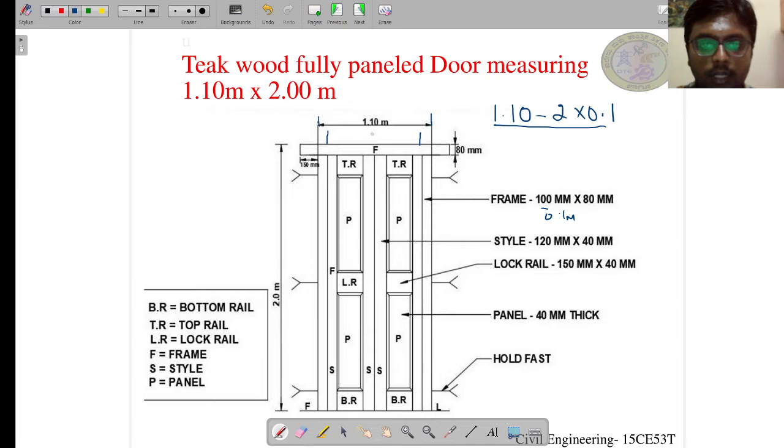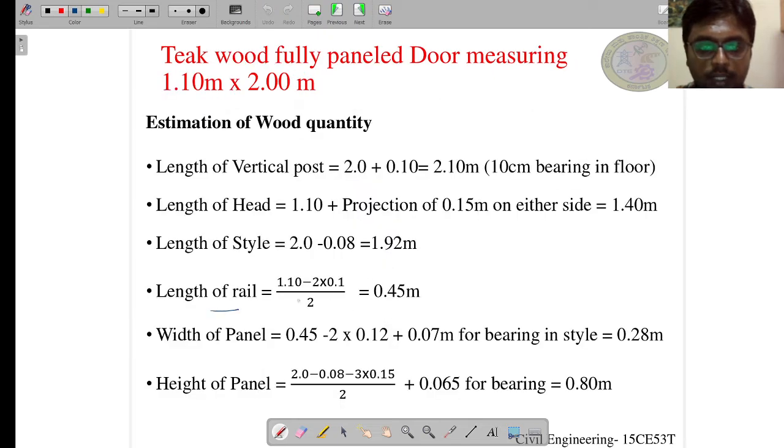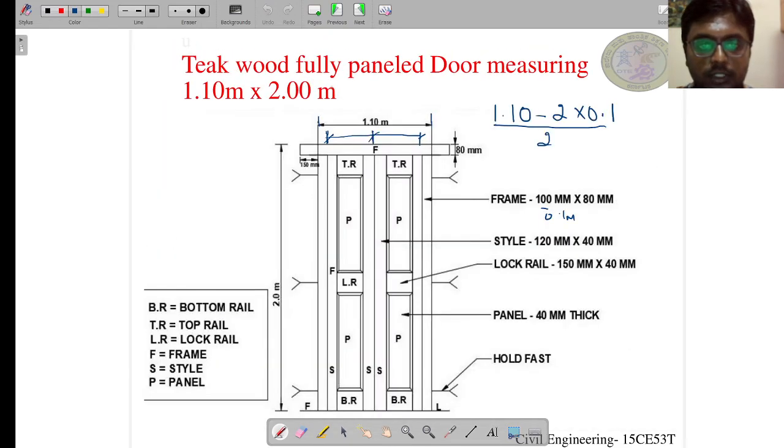What if I have to get the length of the rail in exactly one shutter? Then I just have to divide this by 2. So as such, 1.10 minus 2 into 0.1, divided by 2, we get 0.5 meter. So we get the length of rail as 0.5 meter here, 0.5 meter here.